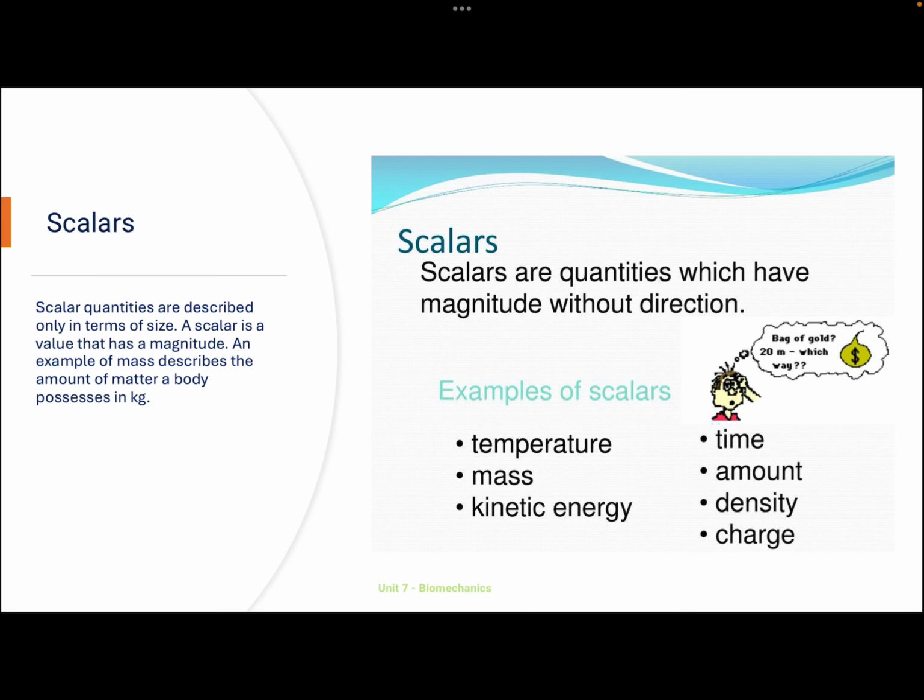Scalar quantities are described only in terms of size. A scalar is a value that has a magnitude. An example is mass, which describes the amount of matter a body possesses in kg. Some examples of scalars are temperature, mass, kinetic energy, time, amount, density, or charge.